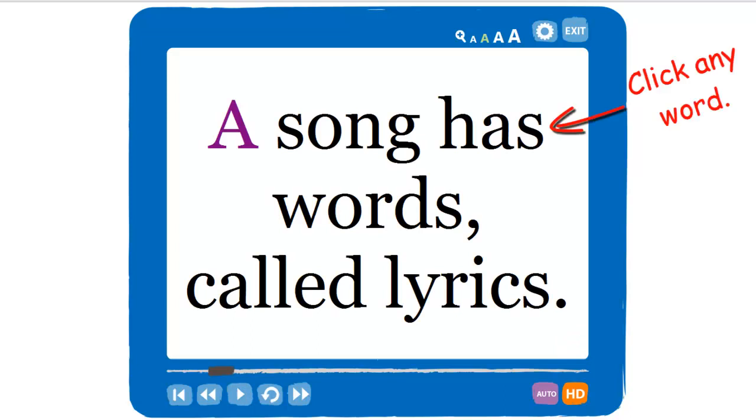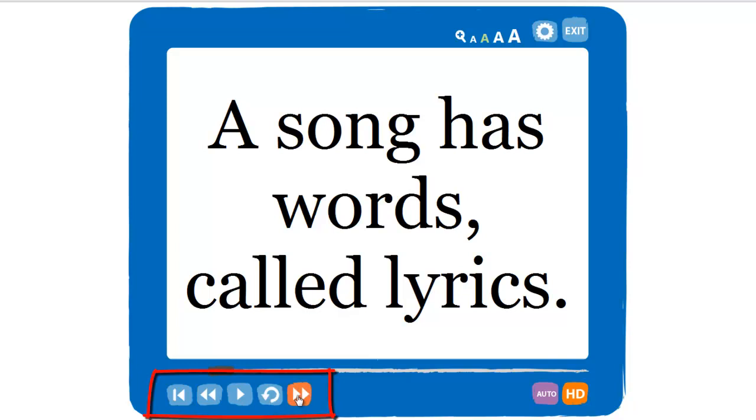You can click on any word and we sound it out and say it. As. Has. Next, let's talk about getting around Reading Bear. You can get around a presentation with these buttons. The Auto button is on. This makes the presentation play like a video. But if you turn it off, then you can arrow back and forth.